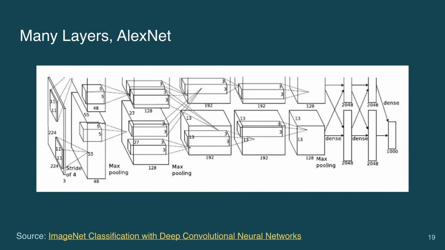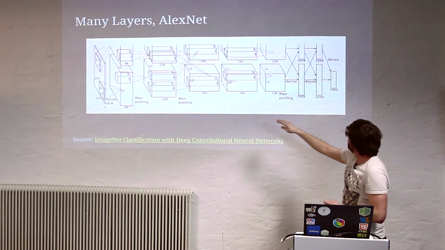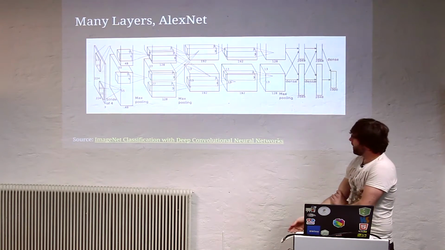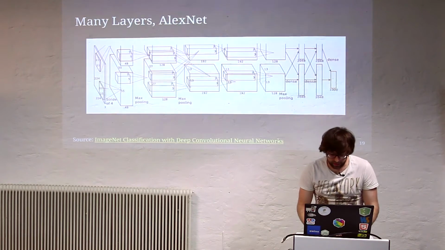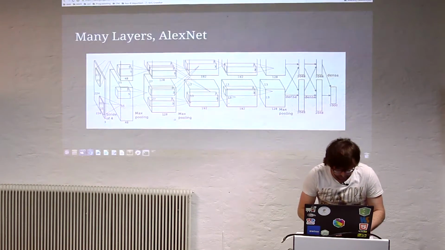And I said many layers. Well, you can see these are already 1, 2, 3, 4, 5 if you only count the convolutions, and then you have 3 or 4 poolings, and then some fully connected layers in the end, so you have a lot of layers. So you might ask how many parameters you have to optimize. Let me quickly show this.